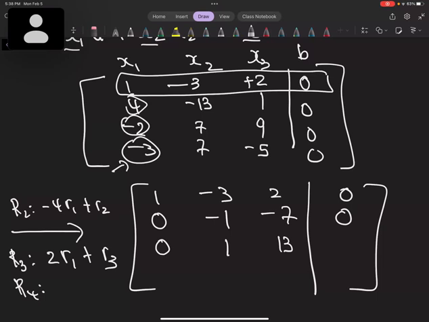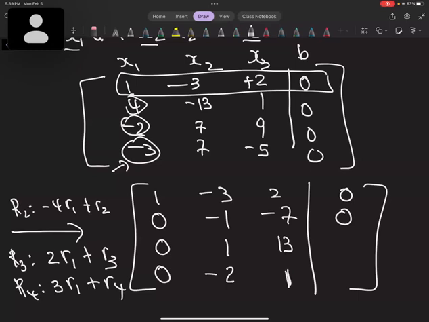We can add 3, sir. So how do we do? So 3 times row 1 plus row 4. Plus row 4, thank you. So then we go 3 times 1 is 3 plus minus 3 is 0. Then 3 times minus 3 is minus 9 plus 7 is minus 2, right? And 3 times 2 is 6 minus 5 is 1.